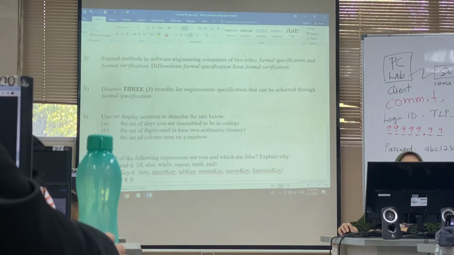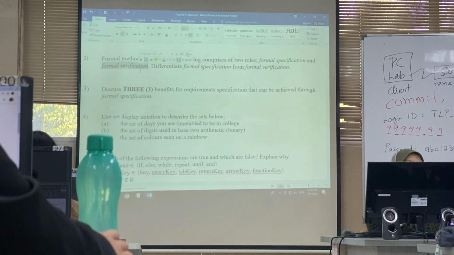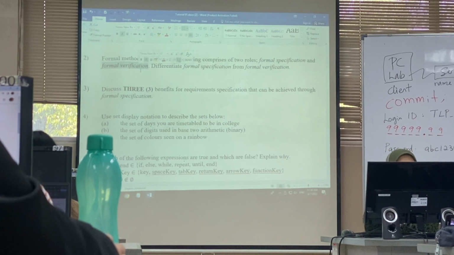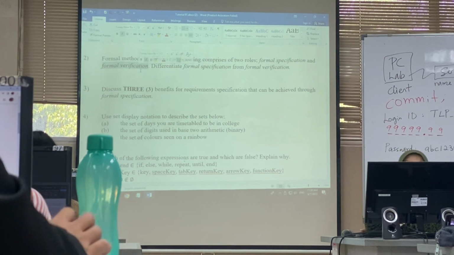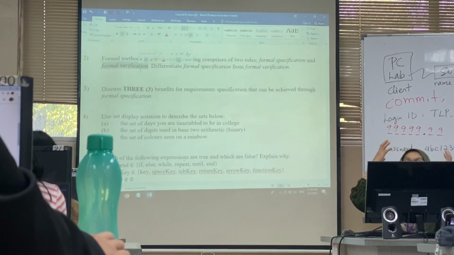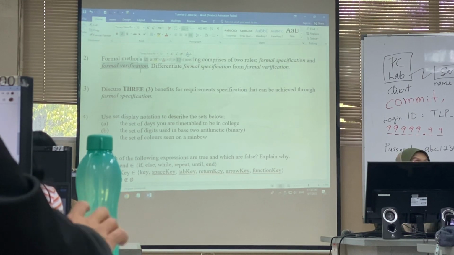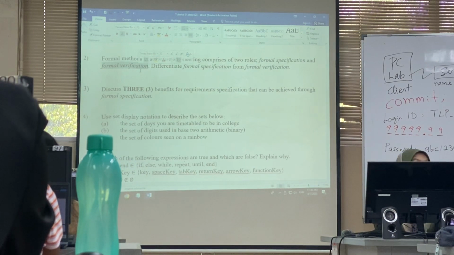Yeah? So, this one is actually the one that I explained just now about formal verification and formal specification. Some students are confused by the words specification and verification. Just look at the words: specify and verify. Verify means you want to check whether it is correct or not. Like normal verify. So when we talk about formal verification, whatever statements that you write there, you must check whether they are correct or not. You must prove that it is correct. That is verify.